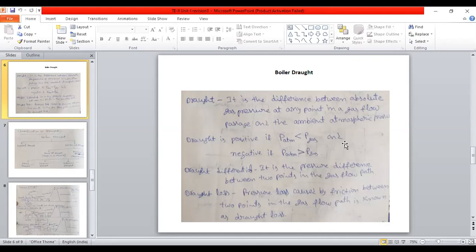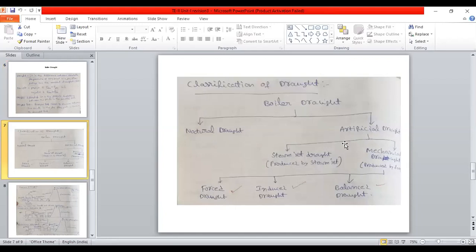We can say simply that draught is the difference between the absolute gas pressure at any point in a gas flow passage and the ambient atmospheric pressure. If the gas pressure is greater than the atmospheric pressure, the draught is said to be positive. If the atmospheric pressure is greater than the gas pressure, the draught is said to be negative. And the main classification of draught is natural draught and artificial draught.